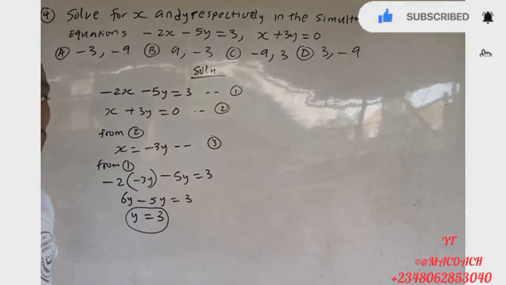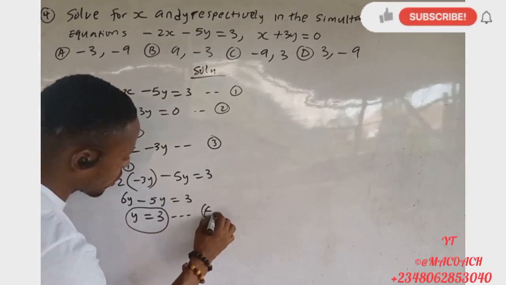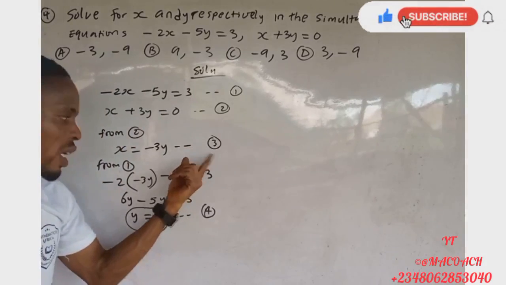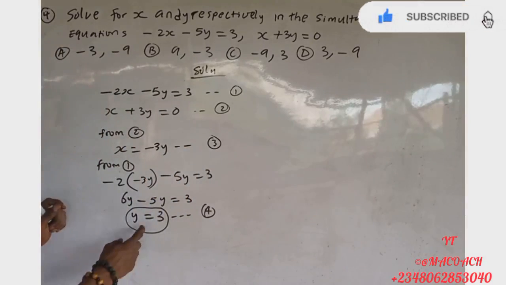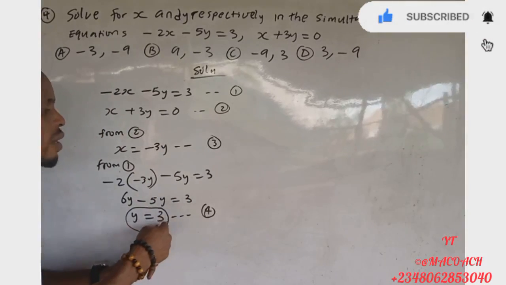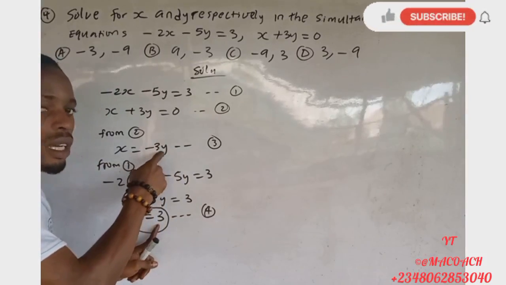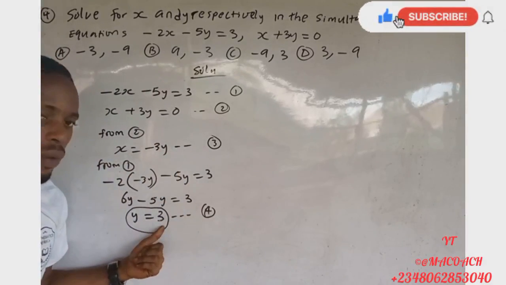Now to get the value of s, let's call this one equation 4. From equation 3, you can easily get the value of s. What you do here is put equation 4, y equal to 3, into equation 3, which was s is equal to minus 3s minus 3y. So replace y by 3.